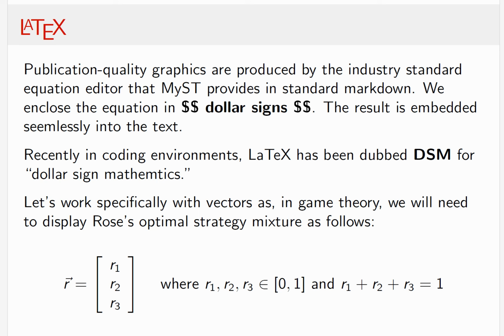Why? Because if Rose has three strategies, row one, row two, and row three are all different strategies she can play, she might have a strategy mixture, which will be reported as a vector. And the values inside the matrix, R sub 1, R sub 2, R sub 3, have to be between 0 and 1, and they have to sum to 1. It just makes sense. We're talking about a percentage of time she's going to play each of her three strategies.